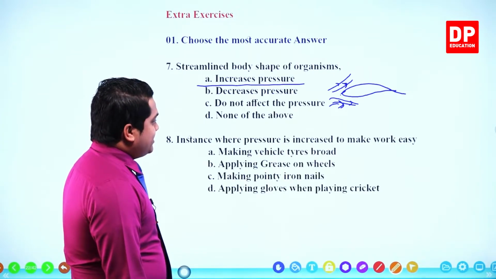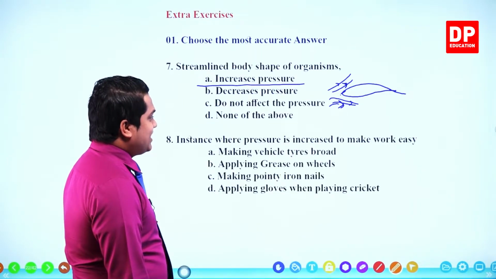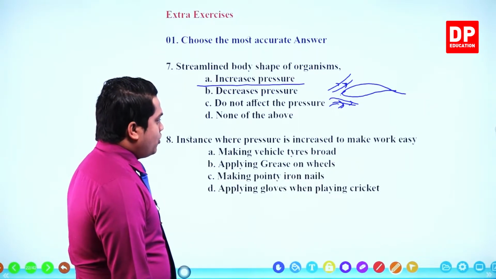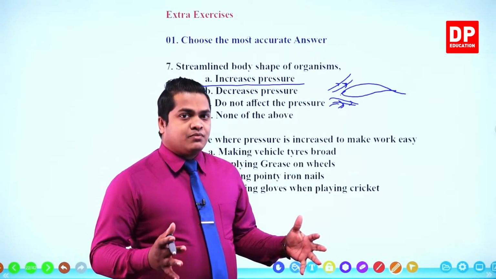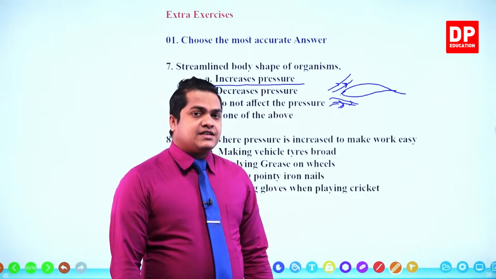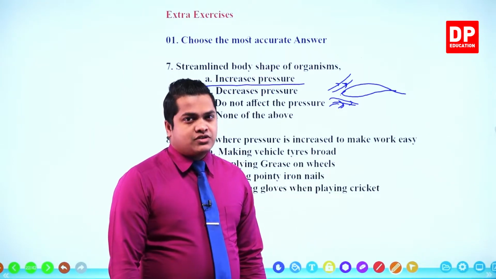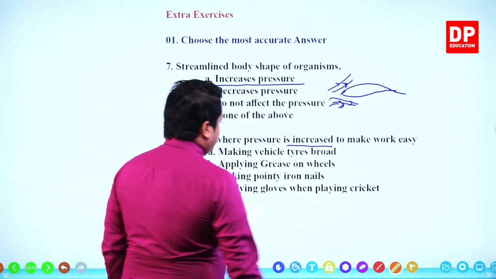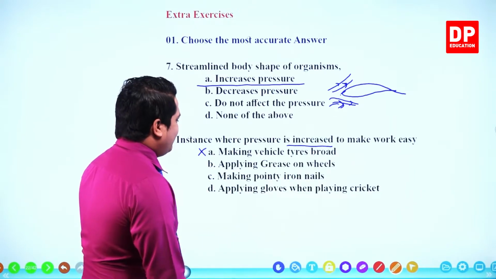Instance where pressure is increased to make work easy. Making vehicle tires broad. So my dear children, if it is broad, broad means high surface area. If it has high surface area, then the pressure is getting reduced. So this is incorrect. They are asking increased pressure. Applying grease on wheels, that's irrelevant.